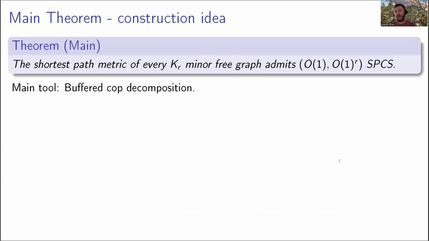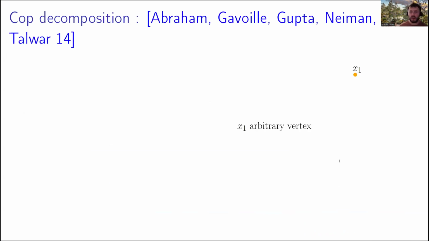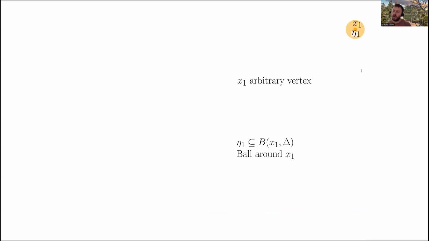And the main tool here is the recent buffered cop decomposition. So we'll start by describing the cop decomposition by Abraham et al. So this is a way to cluster a graph. It works for every graph. So it works as follows. We start with some point x1, and we grow a cluster, which will be contained in the ball of radius at most delta around this center. I'll not describe exactly how this is done, but think just a ball.